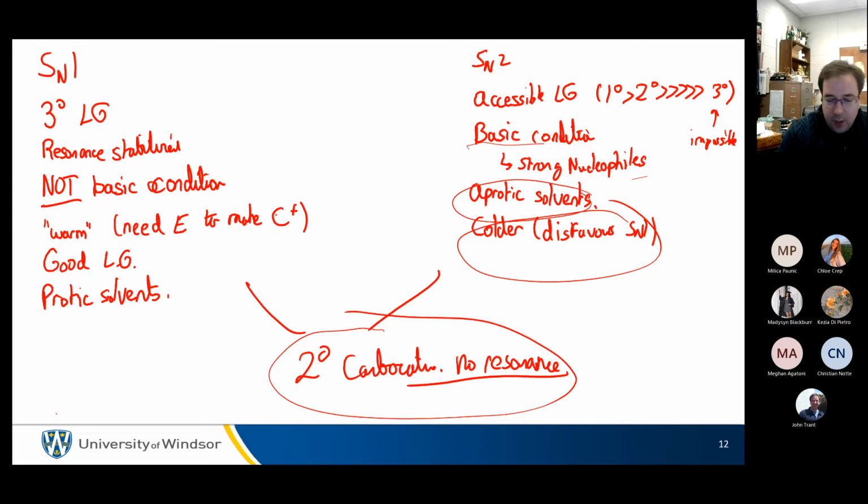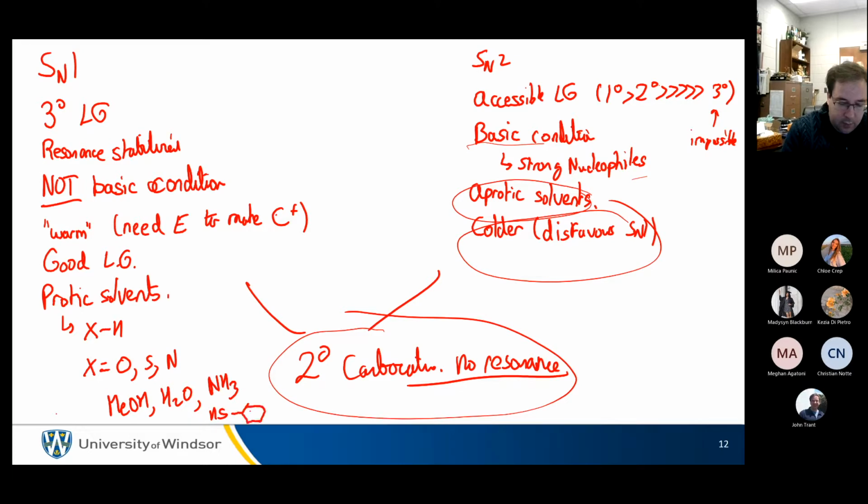So the common, let's say protic solvent is anything where you have an XH bond, where X equals oxygen, sulfur, or nitrogen. So methanol, water, ammonia, thiophenol, I don't know, ethanol.